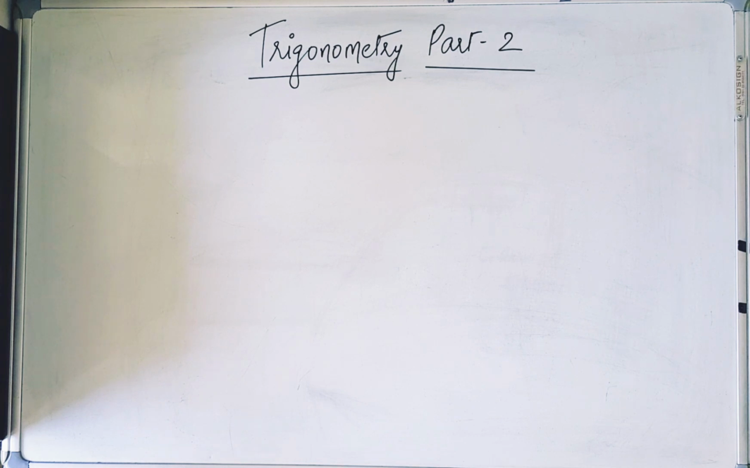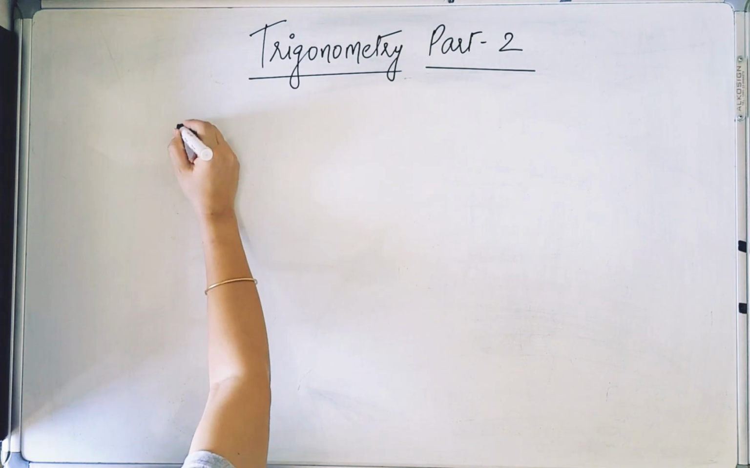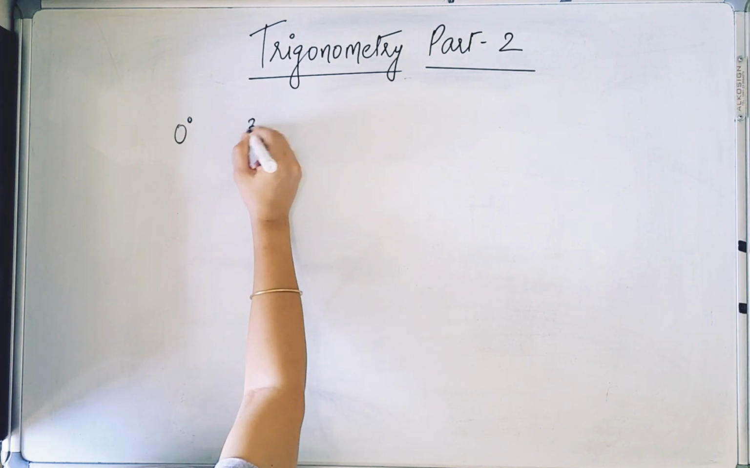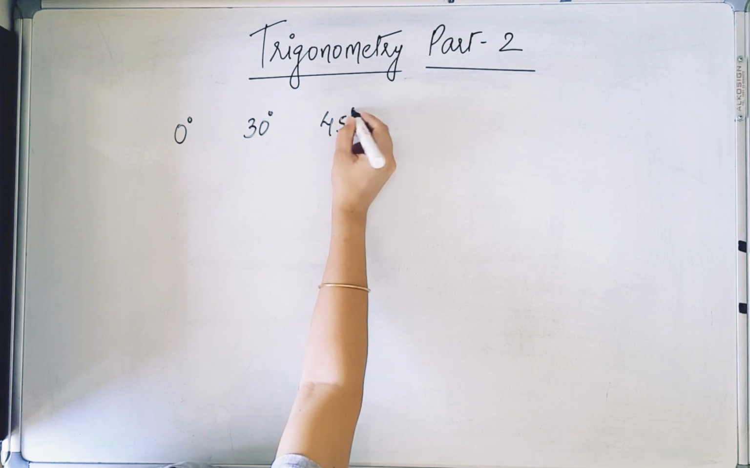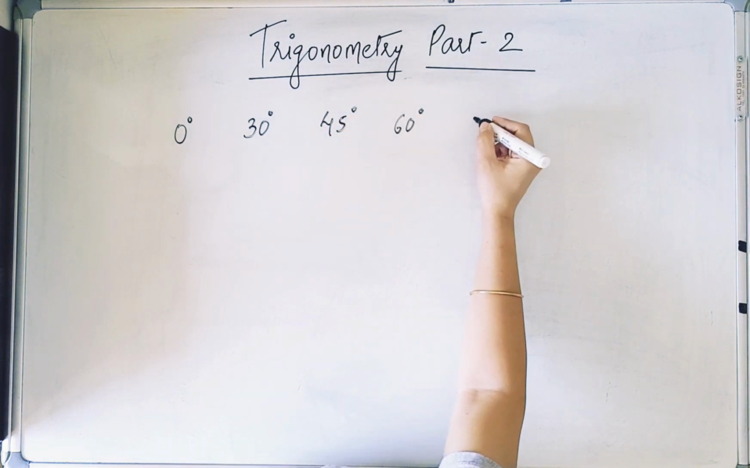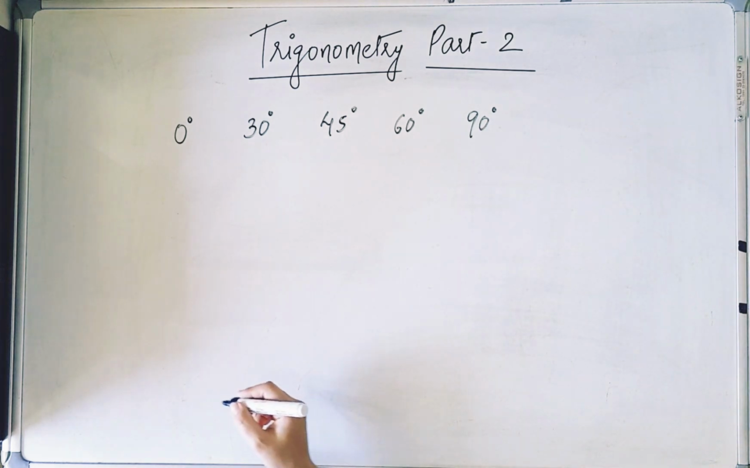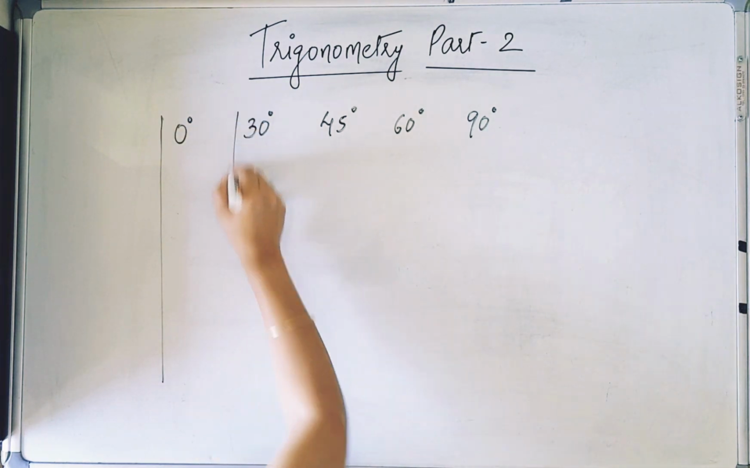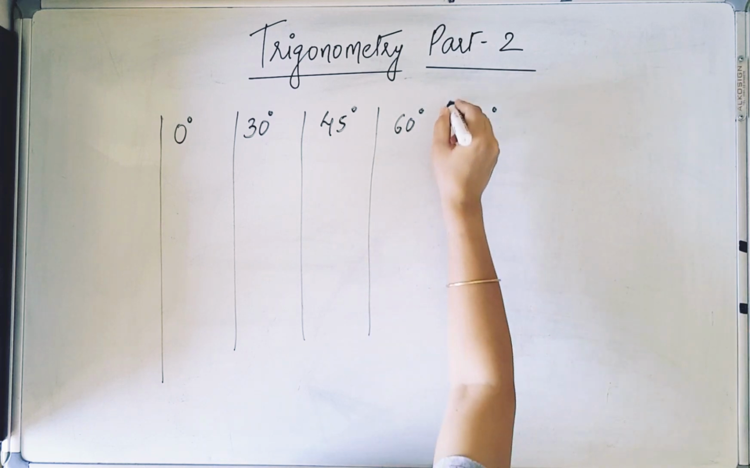So today we are going to study trigonometry part 2. As I told in my part 1 video, in part 1 we discussed the trigonometric ratios, and in this video, part 2, we will be discussing trigonometric ratios of specific angles. And what are those specific angles? We will study trigonometric ratios at 0 degree, 30 degree, 45 degree, 60 degree and 90 degree. All the trigonometric ratios will be studied at these specific angles only.